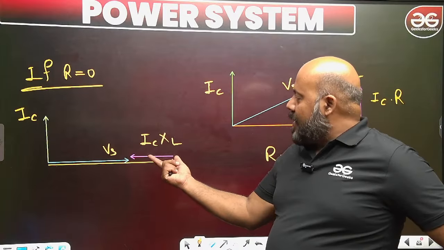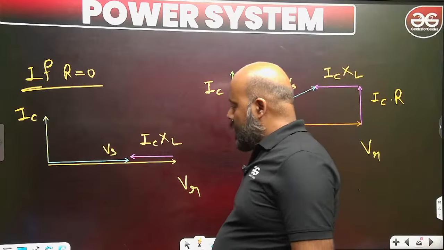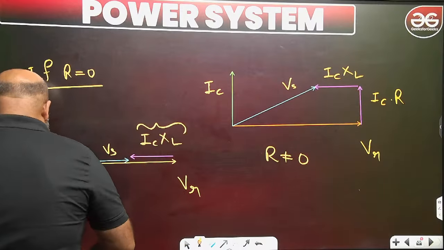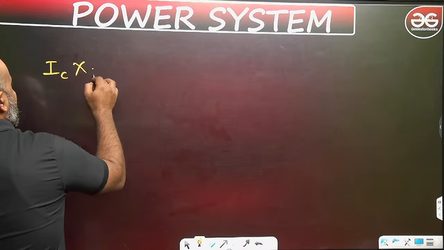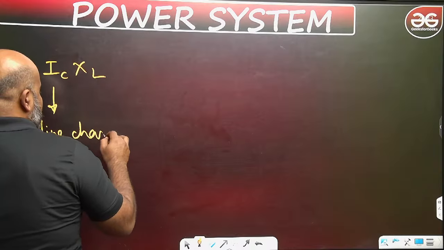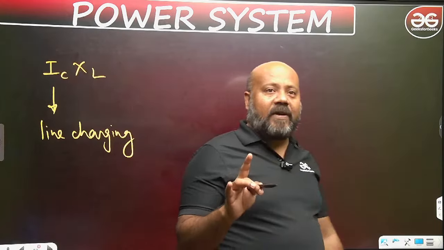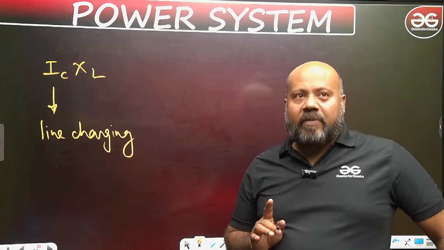So you are getting what is the reason. This drop is because of two things, and this drop is responsible for the Ferranti effect. The drop is IC into XL, where IC is the line charging current. So the first requirement of having the Ferranti effect is that there should be a capacitive current.